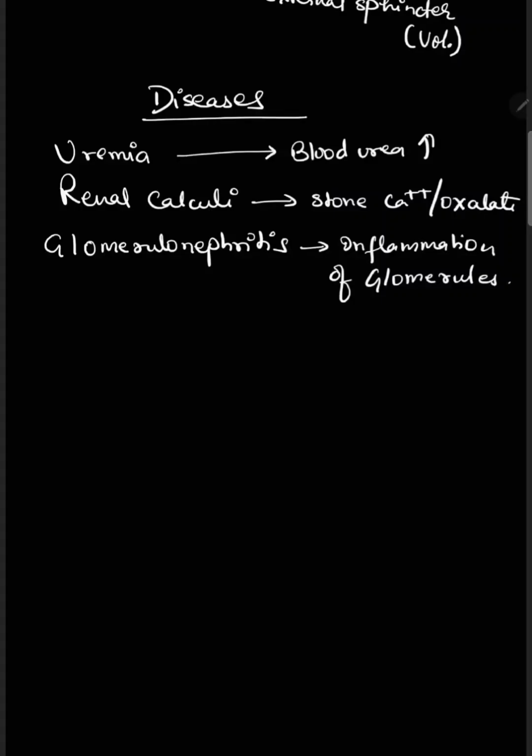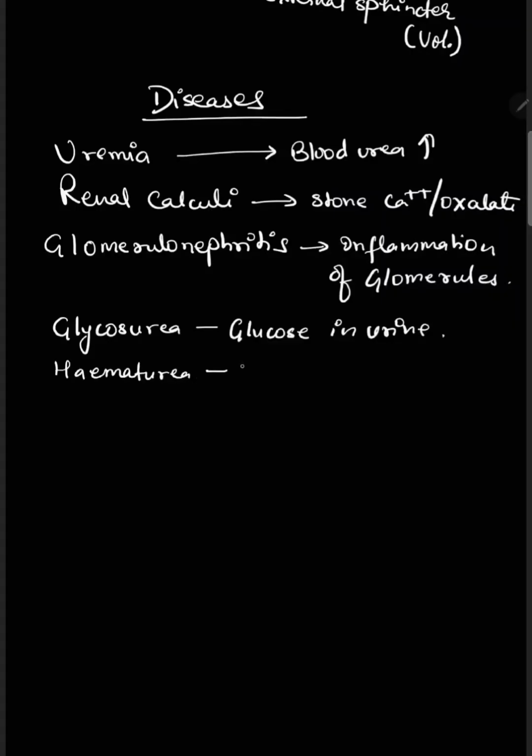These are certain diseases. Then certain disorders, glycosuria means when glucose is found in urine, which is not a normal condition. Hematuria means if traces of blood in urine are found, it is also not a normal condition. Blood cells, RBC, WBC, should not be found in the urine. If they come, then it is called the hematuria condition.